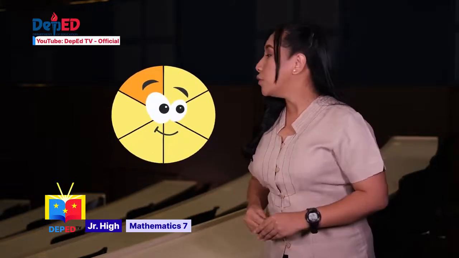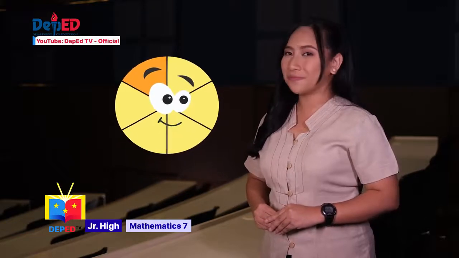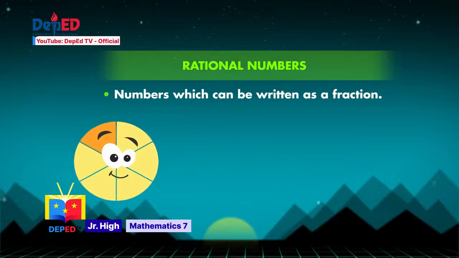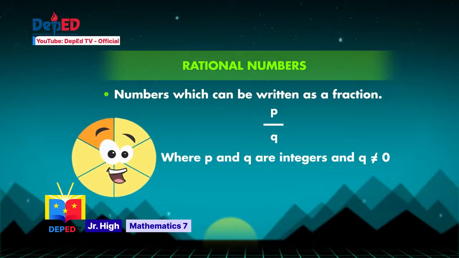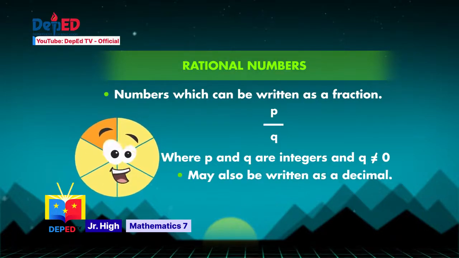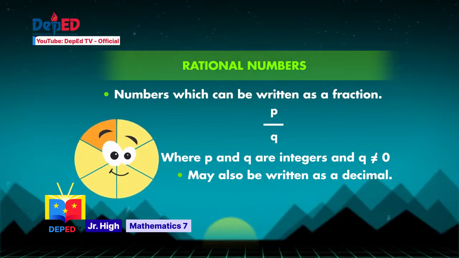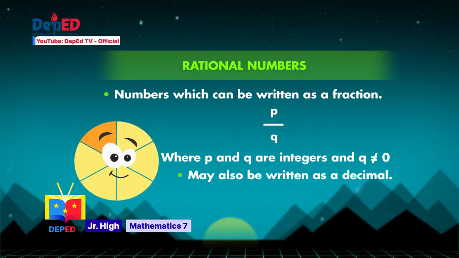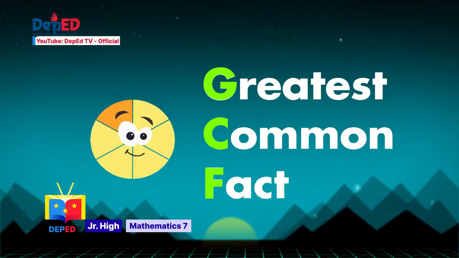Frank Sean, do you know what a rational number is? I have read about it. Rational numbers are numbers which can be written as a fraction. It is a form of P over Q, where P and Q are both integers and Q is not 0. But it may also be written as a decimal. That's true. And another concept that will be helpful in dealing with this is the greatest common factor, or the GCF.